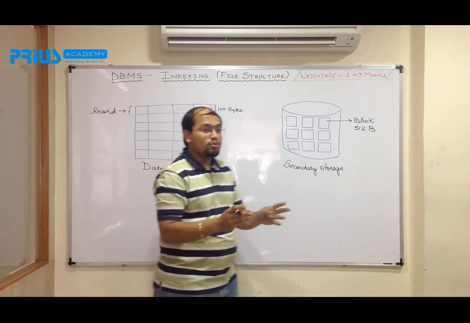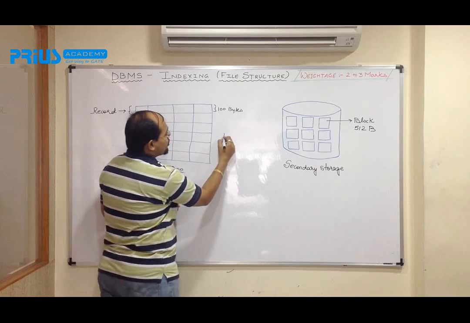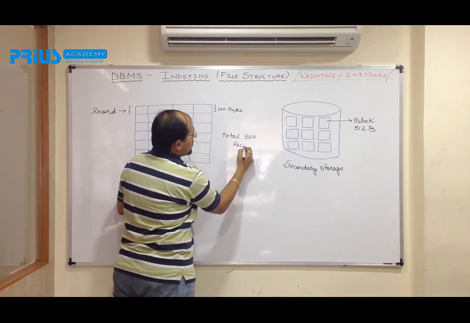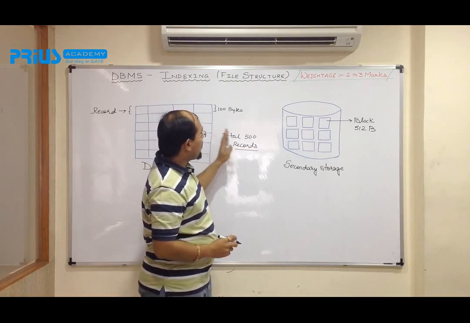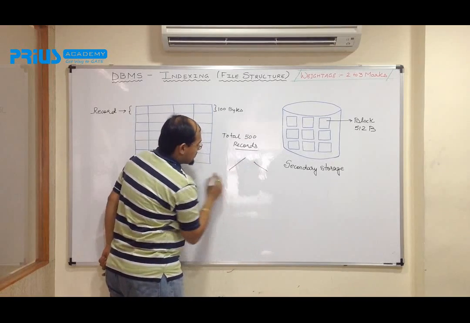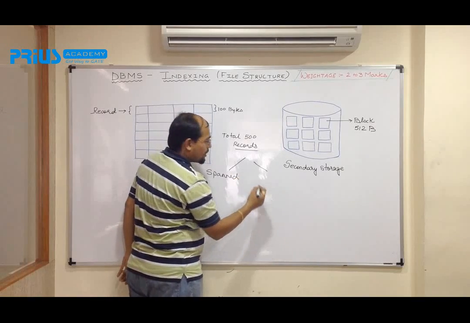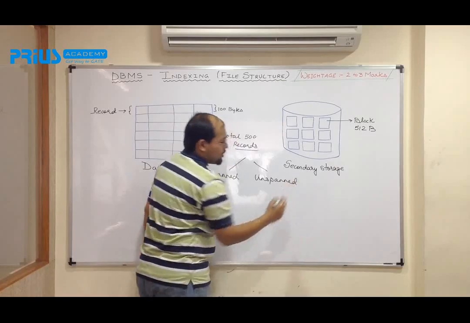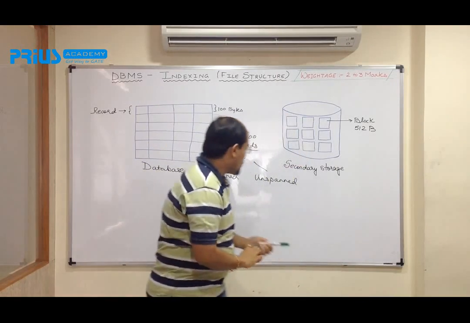Again you will ask how to store it. For that there are two things, and we are assuming there are a total of 500 records. To store these 500 records into these blocks, we have two methods, which I call spanned storage or spanned organization, and unspanned organization. Now what is spanned organization?